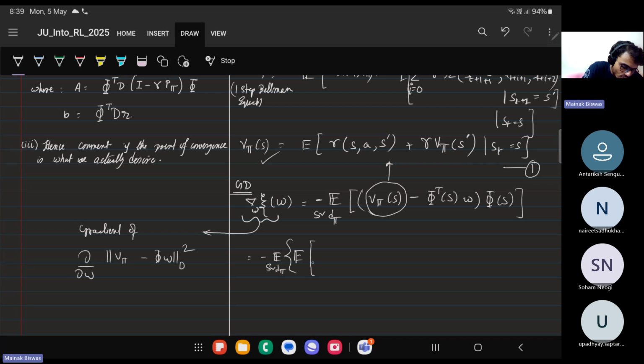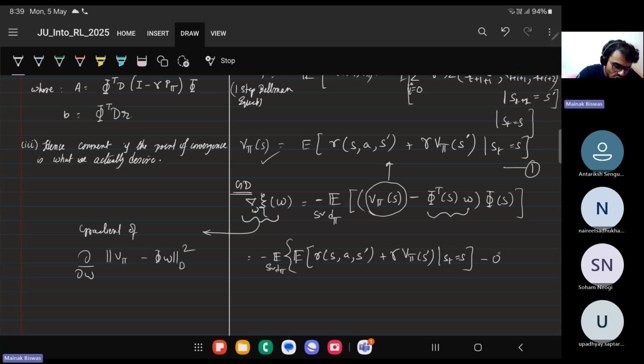I'm just writing v pi down. So r s a s dash plus gamma times v pi of s dash, St is equal to s. Do you agree? Fine. And I have a few constants over here. The constants can be taken inside expectations. Do you agree or not?